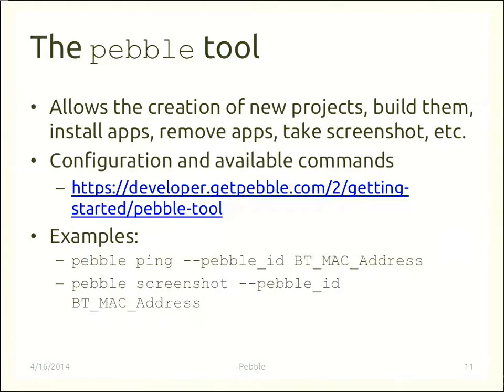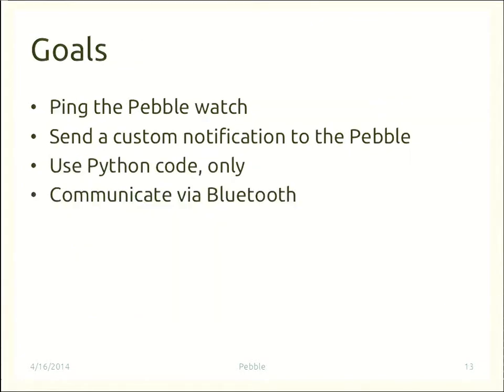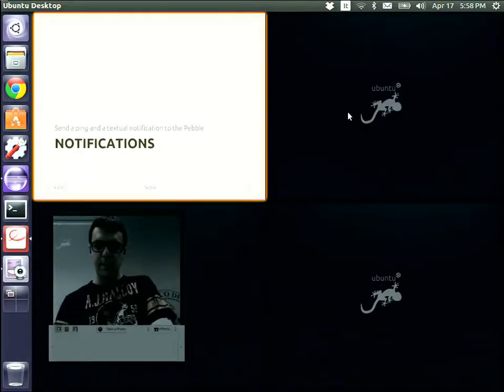So the pebble tool lets developers perform various activities. All of them are reported here on this website. And these are the two instructions we need. The first is pebble ping, and then we need to write the ID of our Pebble in the form of the MAC address that is reported on the Pebble and on your computer. And the other is pebble screenshot, which takes a screenshot of what is present on the Pebble. So, let's try.